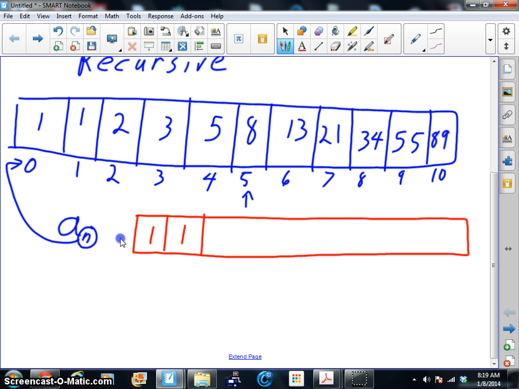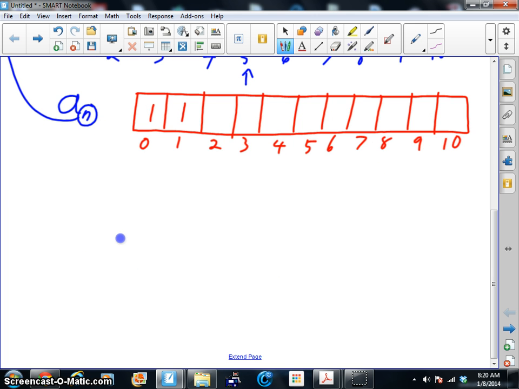Now, the way a recursive algorithm works, you're going to use whatever memory or whatever numbers you're given to make your sequence. So remember that this is position 0, 1, 2, 3, 4, 5, 6, 7, 8, 9, and 10. So this is the way this works.